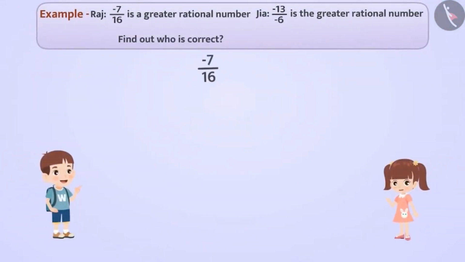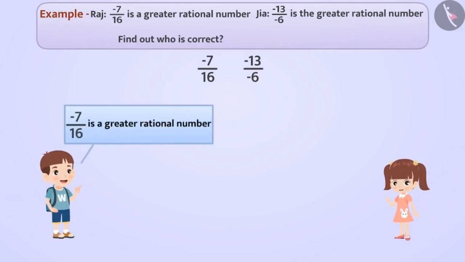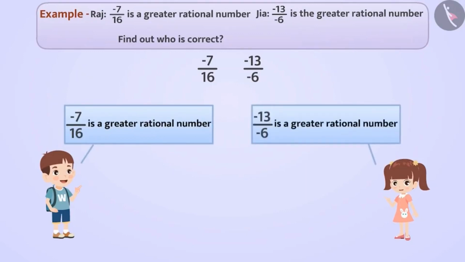Raj and Jia were comparing minus 7 by 16 and minus 13 by minus 6. According to Raj, minus 7 by 16 is the greater rational number, but according to Jia, minus 13 by minus 6 is the greater one. Find out who is correct between Raj and Jia. Here, by comparing minus 7 by 16 and minus 13 by minus 6, we can find out who is correct between the two. So let's compare the answers.